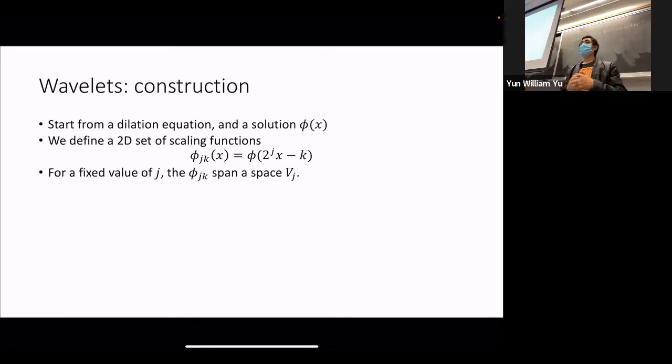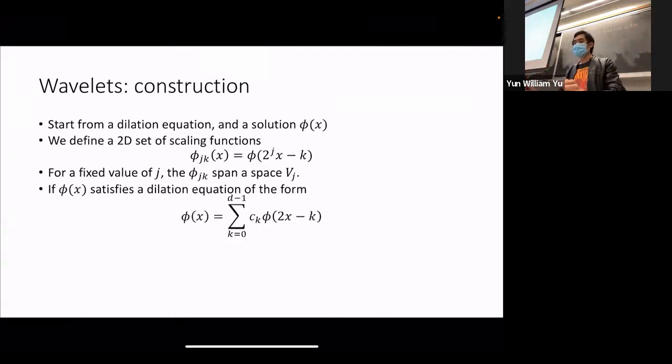And you'll note that for any particular j, by this definition, what we've done is define the whole family of that set of scaling functions that has a particular scale. So all the things that are 1/2 of the original scale, or 1/4, or 1/8 of the original scale. And these span some space, since they're functions.